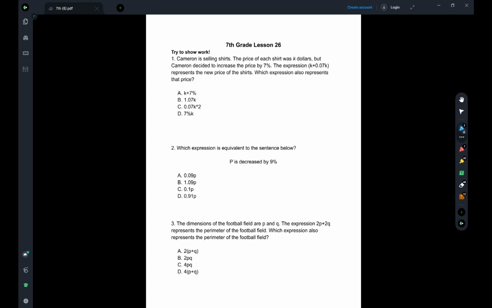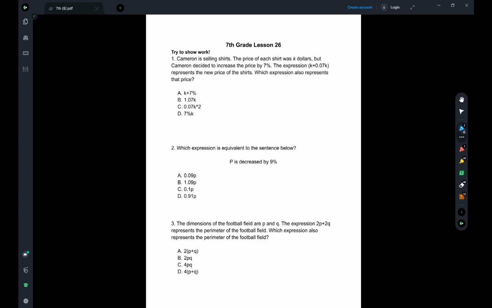Let's start off with the first question. The first question is asking, Cameron is selling shirts. The price of each shirt was K dollars, but Cameron decided to increase the price by 7%. The expression K plus 0.07K represents the price of the shirt. Which expression also represents that price?